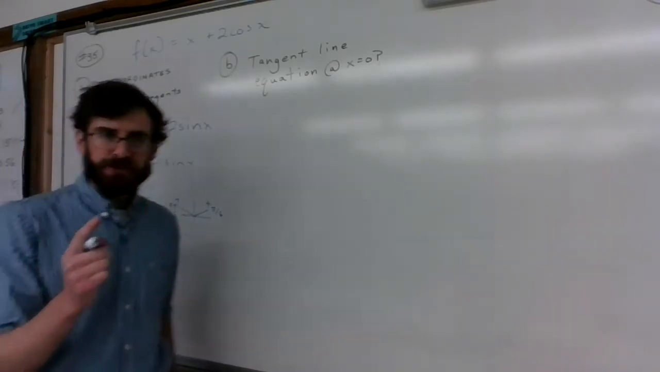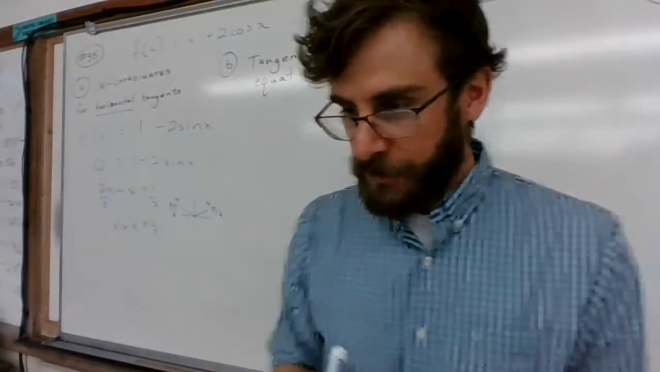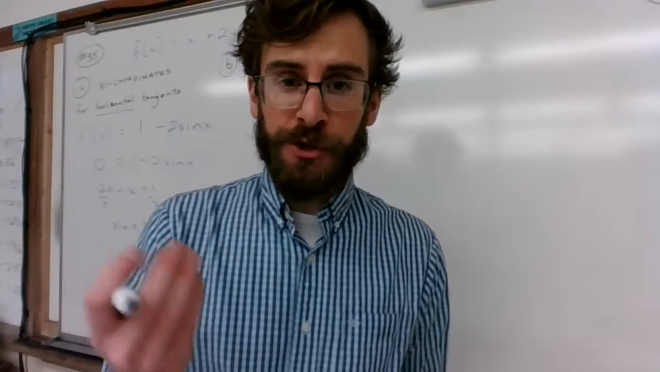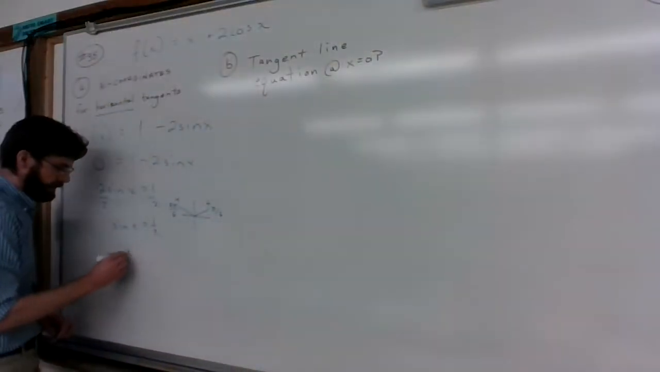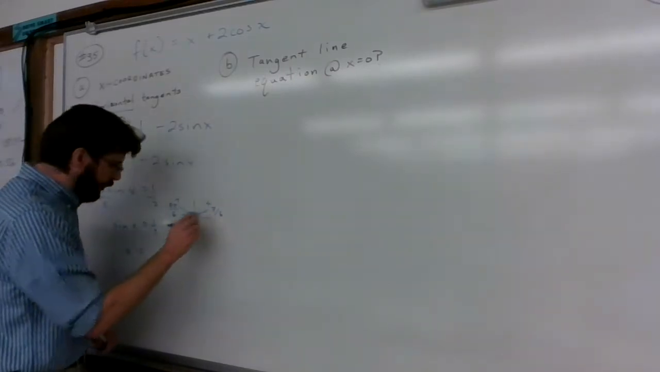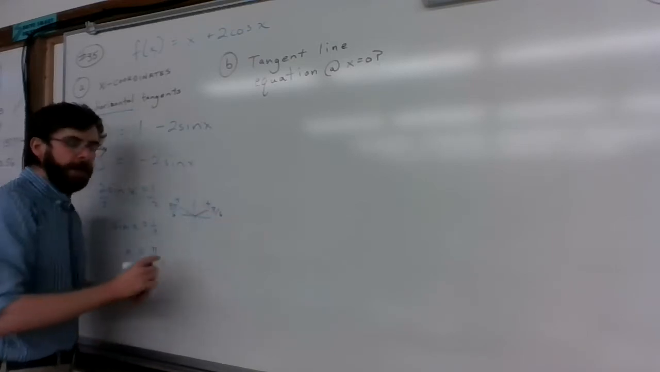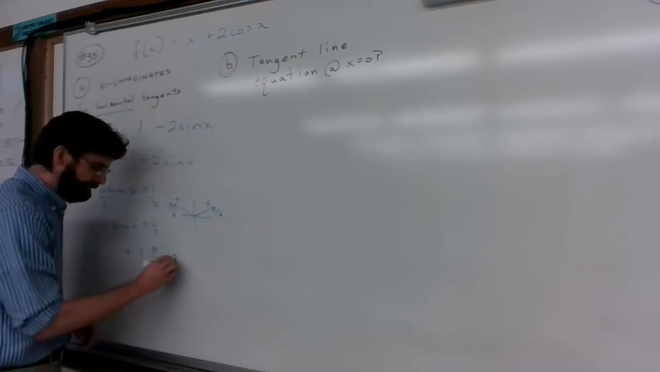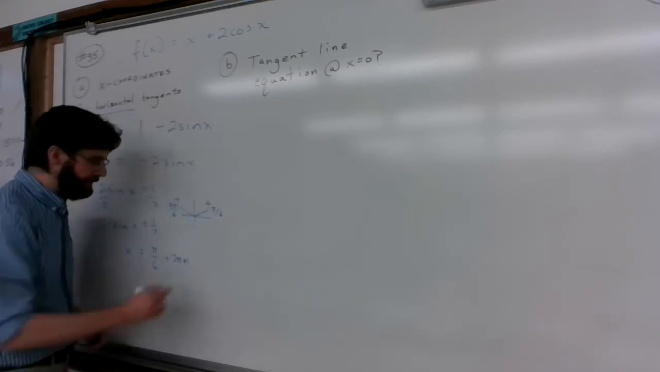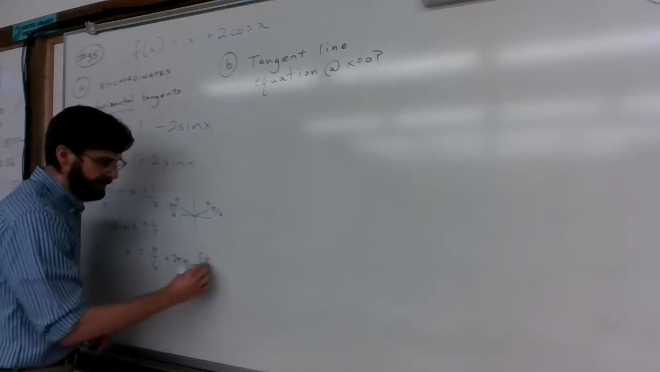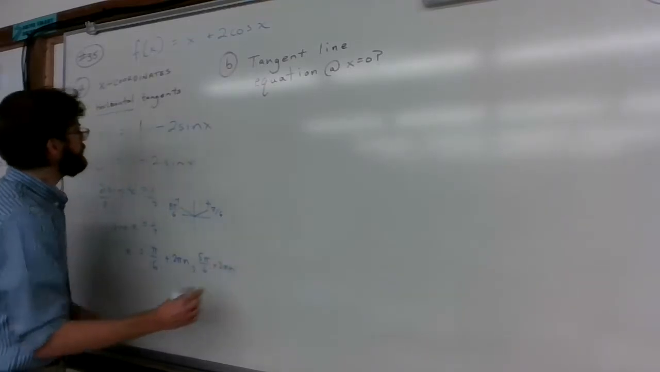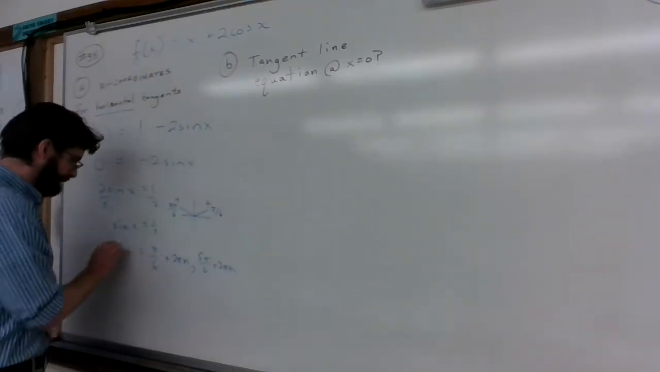Now, I want to see if there's a restriction in the domain. Do they say it's got to be between 0 and 2 pi? They don't say that. So I need to assume it's all potential points. So at x equals pi over 6 plus 2 pi n, basically all multiples of 2 pi, and 5 pi over 6 plus 2 pi n, you have horizontal tangent lines.